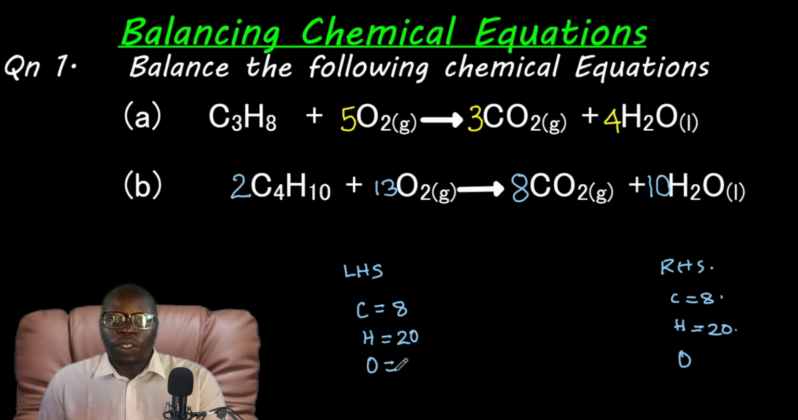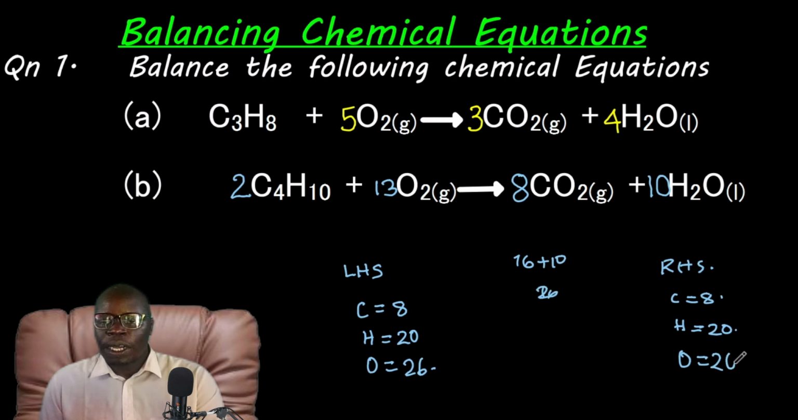Let's move to oxygen. On the reactant side, oxygen is only here, so we have 13 times 2, that is 26. On the product side, oxygen is scattered in the 2 compounds, carbon dioxide gas and water. So 8 times 2, that is 16. And here 10 times 1, that is 10. So 10 plus 16, we have 26. And as you can see, voila, the equation is balanced properly.